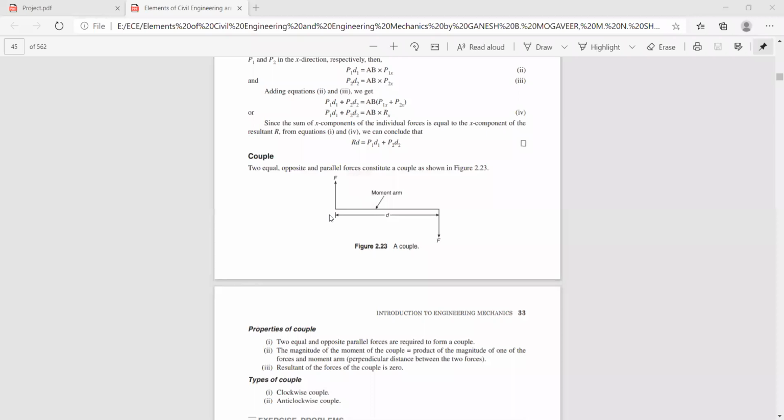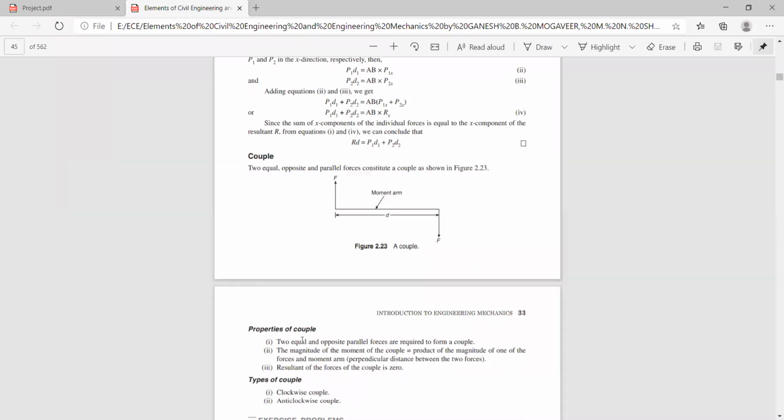If I reverse this figure, the force acts in the downward direction here and in the upward direction there, both being parallel, opposite, and kept at a distance d. If I reverse the direction of the forces, it produces an anti-clockwise moment. Hence, a couple can be defined as two equal, opposite, and parallel forces.